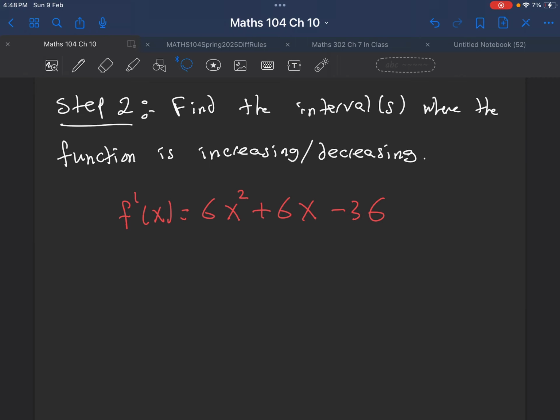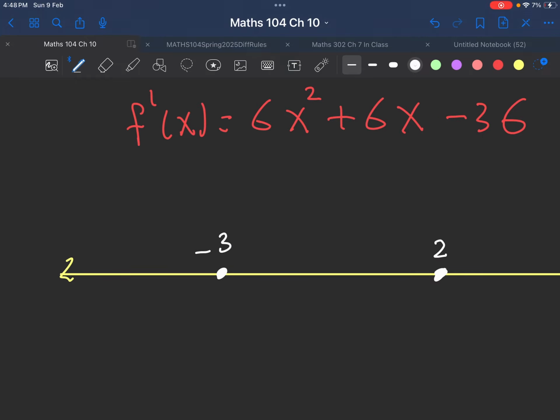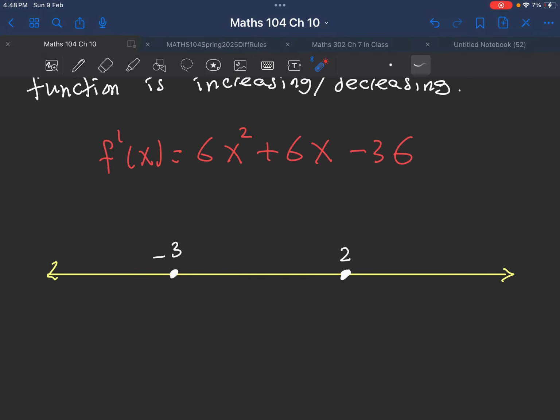First of all, let me write the derivative back here. Next step is to have the number line. So this is the number line. And in this number line, you write the critical numbers, which is 2, negative 3. What I want from you is to pick a number here between 2 and negative 3 and substitute it in the derivative. That's as simple as this.